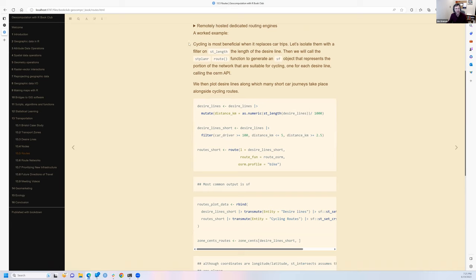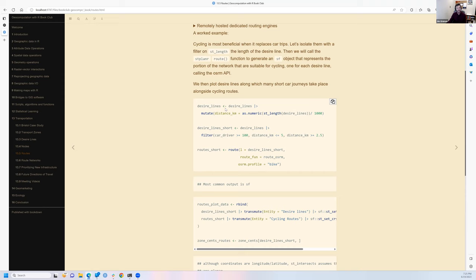Okay, so in this model, the authors point out that cycling is most beneficial when it replaces car trips. So if we can add a cycling trip and eliminate a car trip, then we don't need to add any roads. It's a net benefit in many ways.